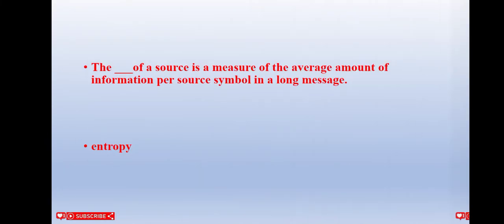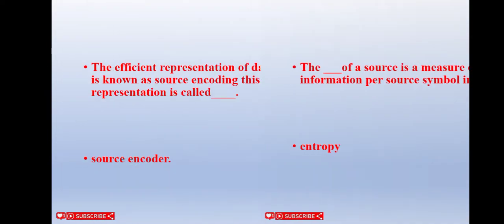Next question, the dash of a source is measure of average amount of information per source symbol in long message. Entropy is the correct answer. Entropy.